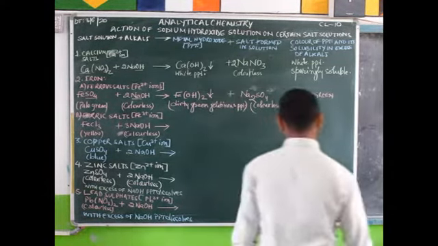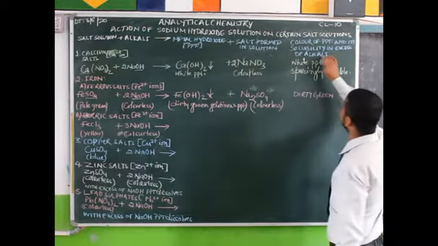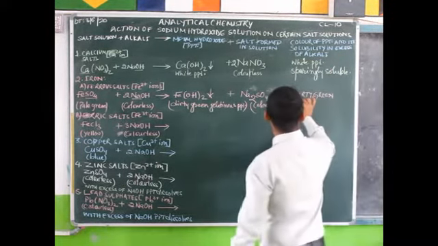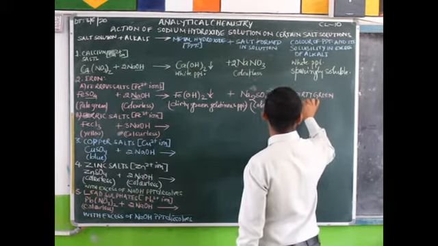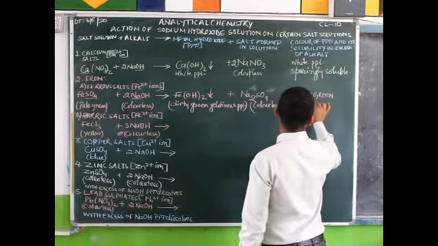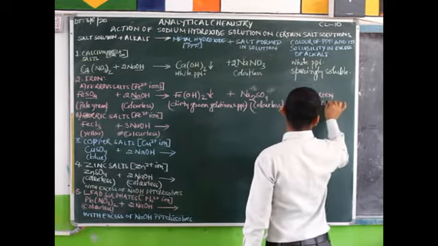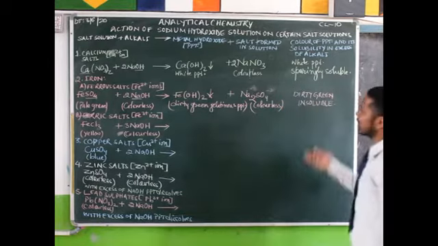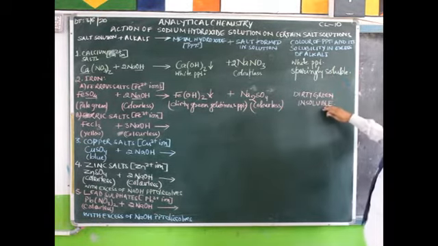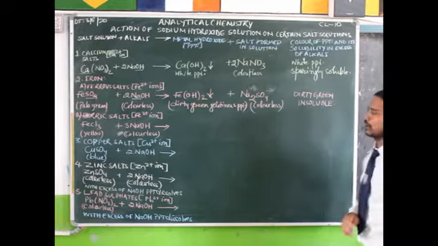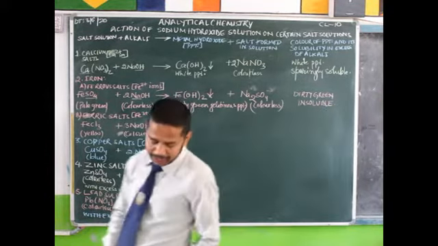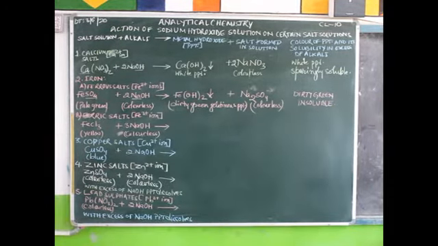Dirty green gelatinous precipitate. And if you add excess of alkali, what will happen? If you add excess of sodium hydroxide, it remains insoluble. Okay. Now, ferric salts, Fe3+ ion.